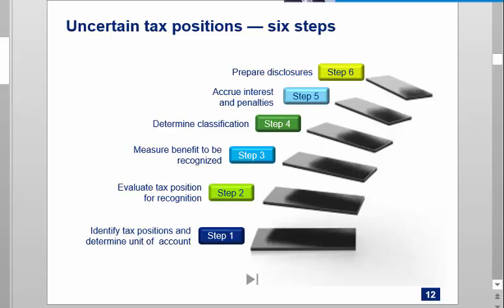Steps 4, 5, and 6 are really more about the transparency side of this. So how do you classify a liability? Do you put it as non-current in your liability section because you may not pay it for a long time? Do you show it as current? Do you set it off against the DTA? All that kind of stuff.